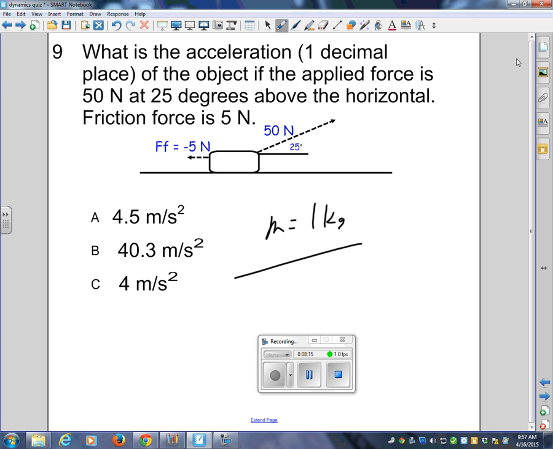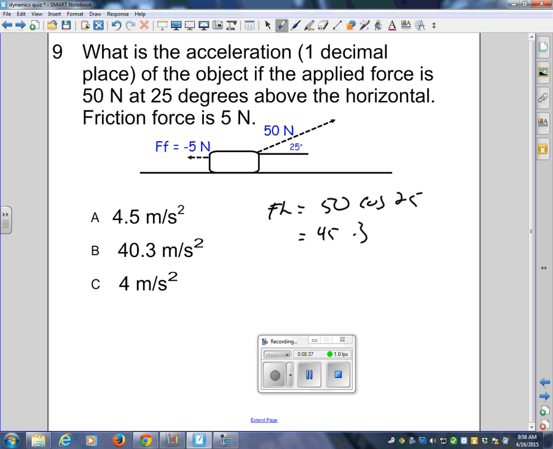And the acceleration here, what do you have to do? Mass is 1, so I got a little fixing to do here. First step is to do what? Find the horizontal component. 50 times cos 25, I think it's 40.3, right? 45. 45, right, that's what I said.